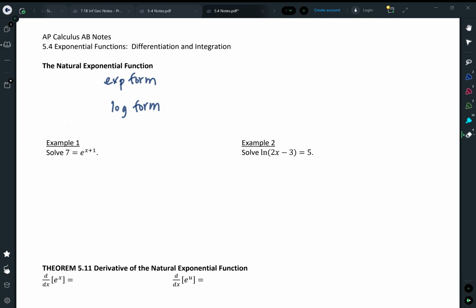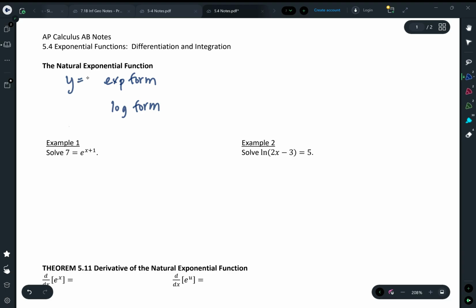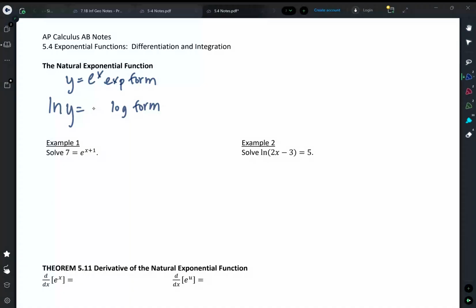I am going to go back and write that again. This is y equals e to the x. This one, because it's e, I'm going to say natural log because that's base e. And then it's of y and it's equal to the exponent. So those are the two that are equivalent. This is just review.